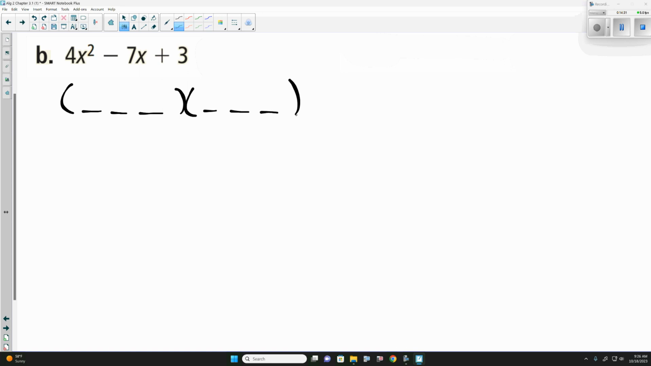If the third term is positive, the signs are the same and match the sign of the middle term. If the third term is negative, the signs are opposite. Here, the third term is positive. Signs are the same and match the sign of the middle term, which is negative. So we have negative and negative. So we do have x and x for our x squared. So we have 1 and 4 or 2 and 2.